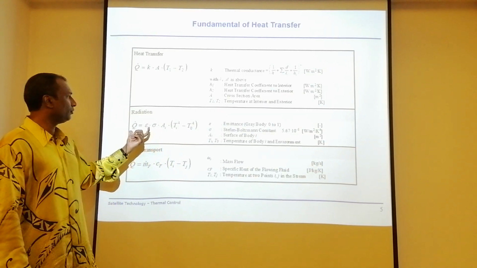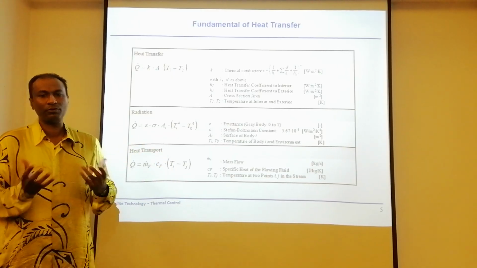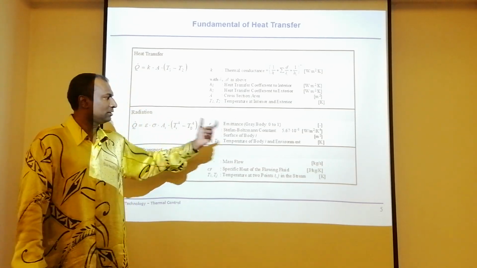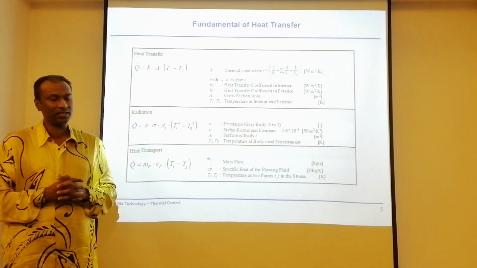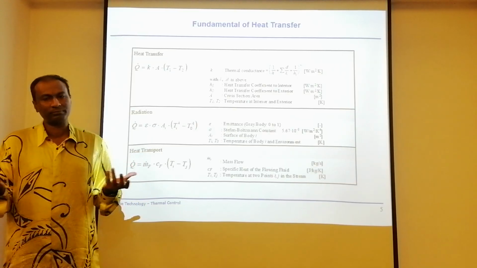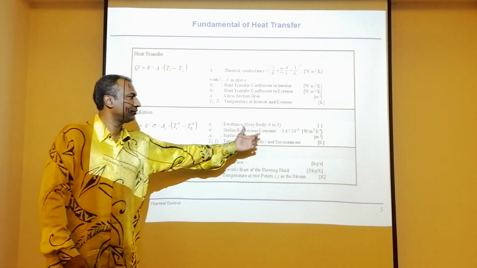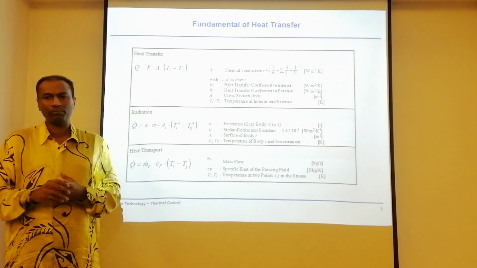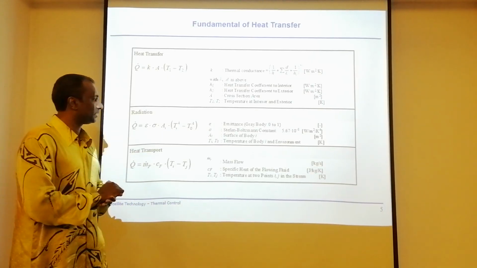Now, radiation is based on the Stefan-Boltzmann law. Radiation is based on emittance. Emittance for a gray body is 0 to 1. That is emissivity. If it's 0, then you are almost not emitting anything, so you are almost a heat absorbing body, a black body. If you have a 1, then emittance is very, very high, like a white paint, for example, or a polished surface. That is quite typical.